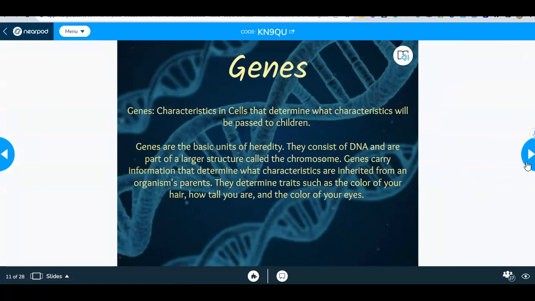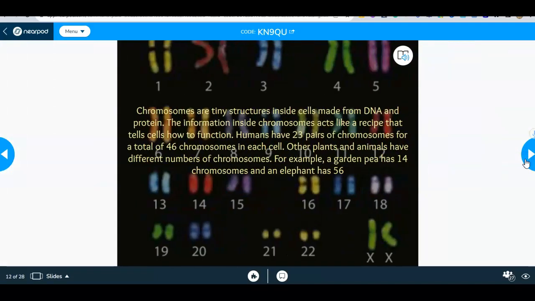Genes. Genes are the characteristics in cells that tell you what kind of characteristics will be passed on to the children. They're the basic units of heredity. You'll dig deep into genes and genetics and alleles and all those things when I think it's 8th grade. Genes carry information that determine things like our eye color, how tall we are, our skin color, and things of that nature.